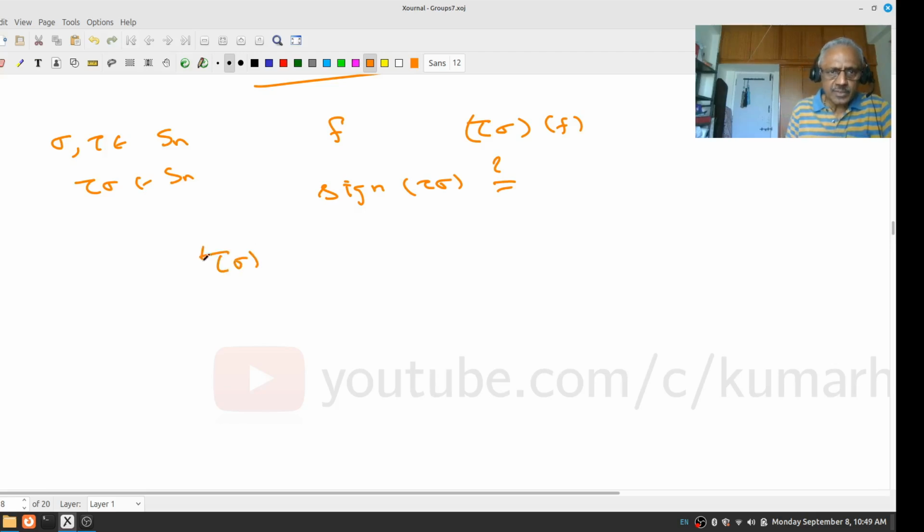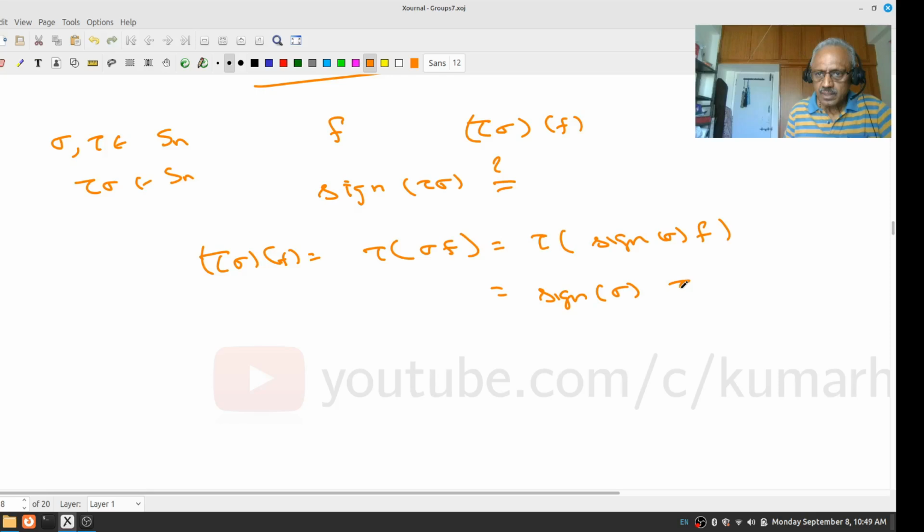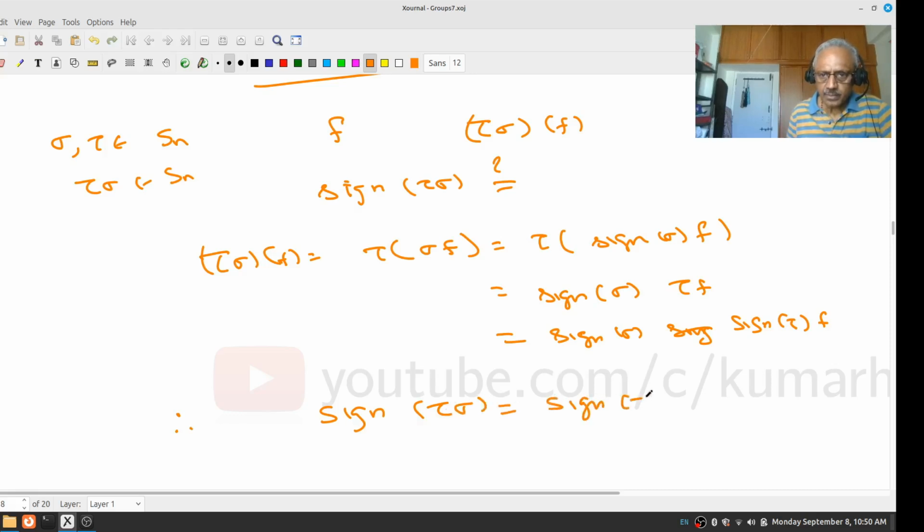Now, what is tau sigma of f? This by definition is tau of sigma of f. What is sigma of f? That is sign of sigma into f. When tau operates, the sign is a number, therefore that number comes out. Sign of sigma into tau of f. What is tau of f? It is sign of tau into f. Therefore, we conclude the sign of tau sigma is the sign of tau into the sign of sigma. Understand this?